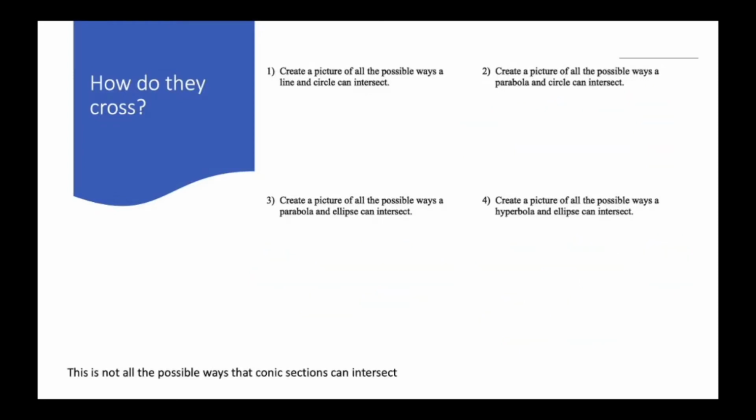Now, after doing numbers 1 through 4, I want you to realize that I did not give all the possible ways that conic sections can intersect. I didn't do an ellipse and a circle. I didn't do a hyperbola with a circle. But I did several so you can get the idea of how we're doing these and what we're doing physically when we move on to the more abstract algebra concepts.